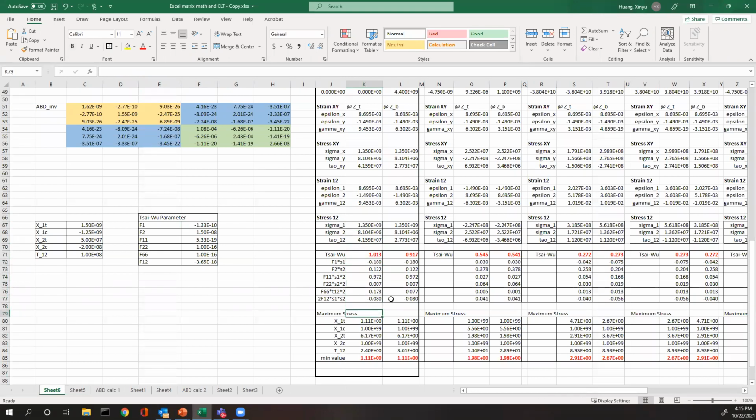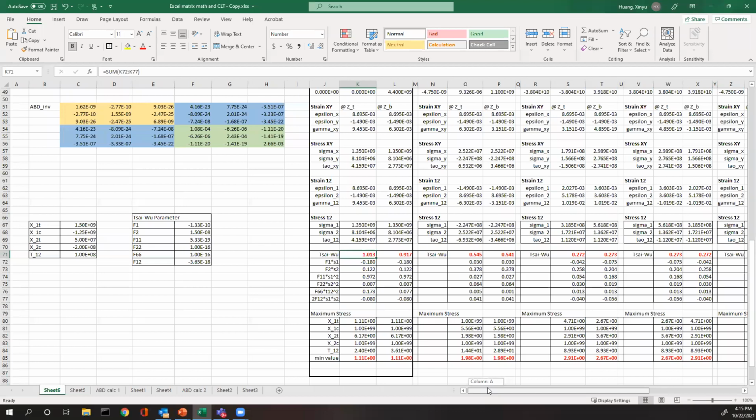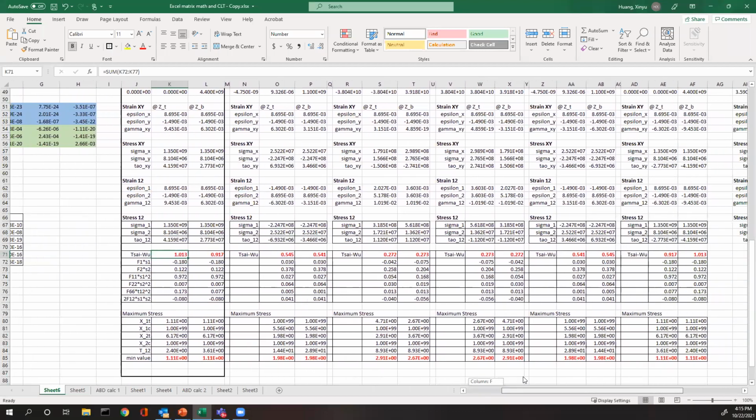Okay. As you can see in this case, this ply already hit the threshold. It went over 1. That means it already failed. So that's my critical ply. And I did this for all the plies.